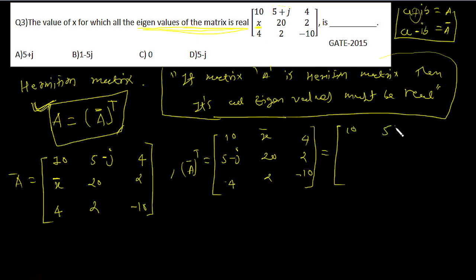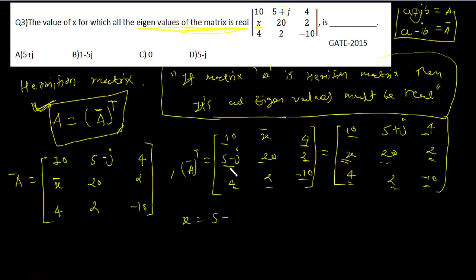So 10, 5 plus j, here 4, here x, 2, 2, 4, 2 minus 2. Now you can see all the corresponding entries are the same. Here 2, here 2, here minus 10, here 2, 2, 4, 4. Okay, all the remaining entries are the same. Now we can compare this also with this. So we can say the value of x is equal to 5. This element is equal to 5 minus j.